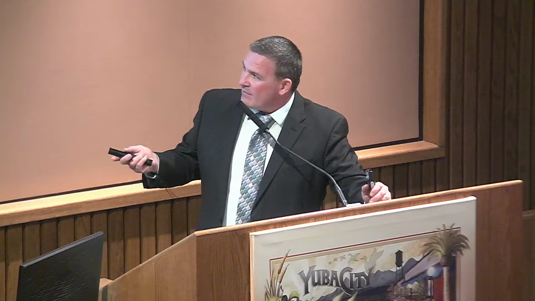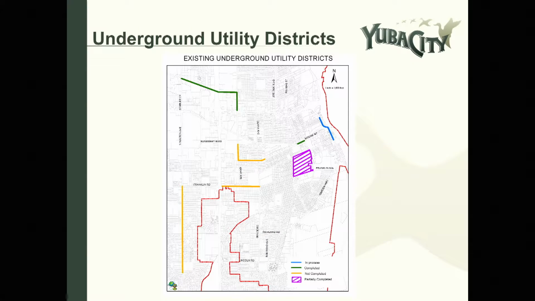As to why some of the yellow, you can see the different colors where for different reasons they were initiated as underground districts, and then over time priorities have changed. And so these districts were formed, but they were either completed or put on hold. And so right now the only active project that we have is this 2nd Street, and we're working on phase 1 associated with the bridge.